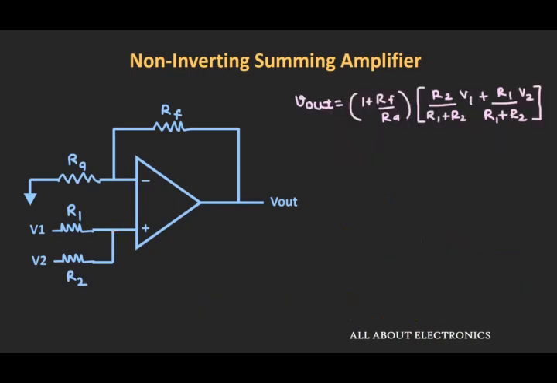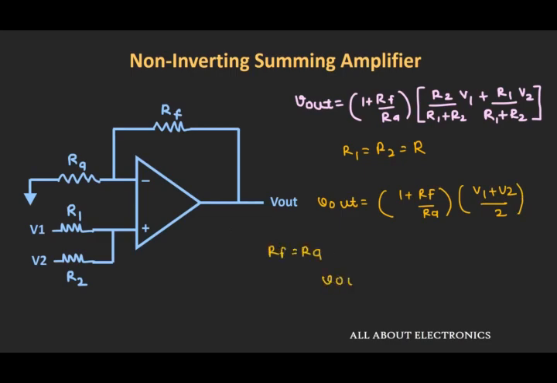So now let us simplify this equation a bit and let us assume that this R1 is equal to R2 is equal to R. So when R1 is equal to R2 is equal to R, then in that case the output voltage Vout will be equal to 1 plus RF divided by RA times (V1 plus V2) divided by 2. Now if we consider RF is equal to RA, then in that case the output voltage Vout will be equal to V1 plus V2. That is the addition of the voltage V1 and V2. So in this way, using this non-inverting summing amplifier also, we can perform the addition.